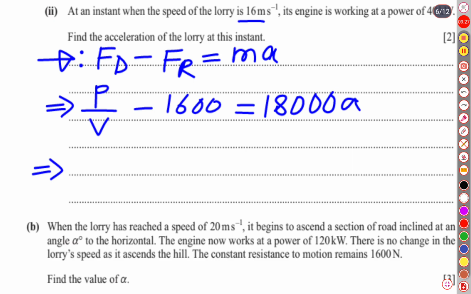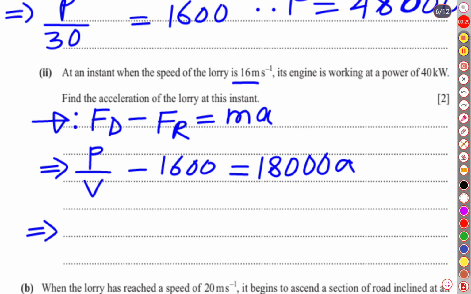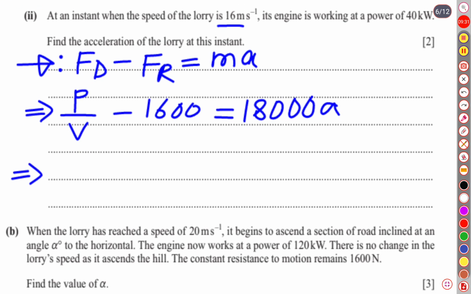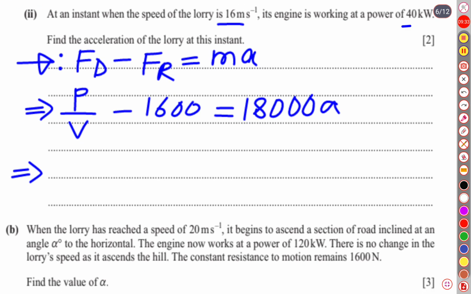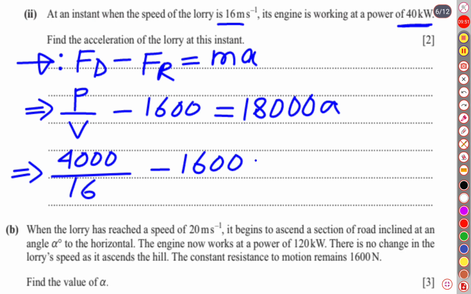Power is also given here. It is working at a power of 40 kilowatt. 40 kilowatt means 40,000, and velocity is given as 16. So if we divide by 16, minus 1600 is equal to 18,000 into acceleration. We are supposed to find acceleration.